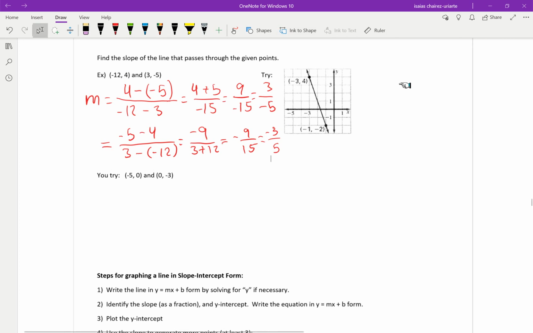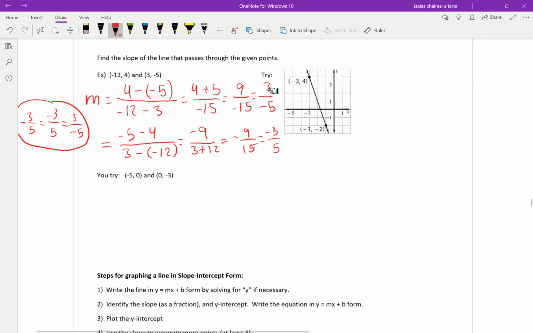The thing to keep in mind is that negative 3 over 5 is the same thing as negative 3 over positive 5, which is the same thing as 3 over negative 5. They're all the same fraction. It doesn't matter where you apply the negative. Sometimes you have to get creative and move the negative from the numerator to the denominator, or vice versa, so that you can do some arithmetic. Okay, so that's my slope.